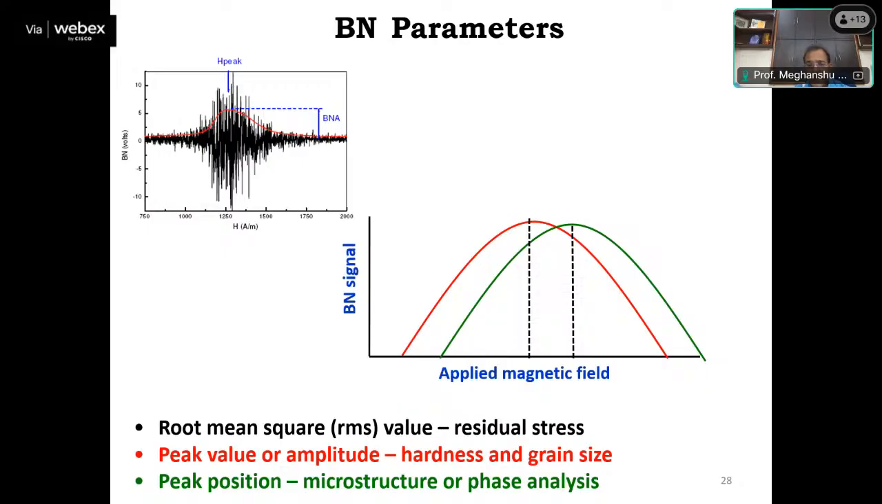The big question is still unanswered: how can we use this technique for assessment of residual stress? Nowadays we are using the X-ray diffraction technique, and we came to know about its limitations or disadvantages. So it is very essential to know the principle of the Barkhausen noise technique for assessment of residual stress.